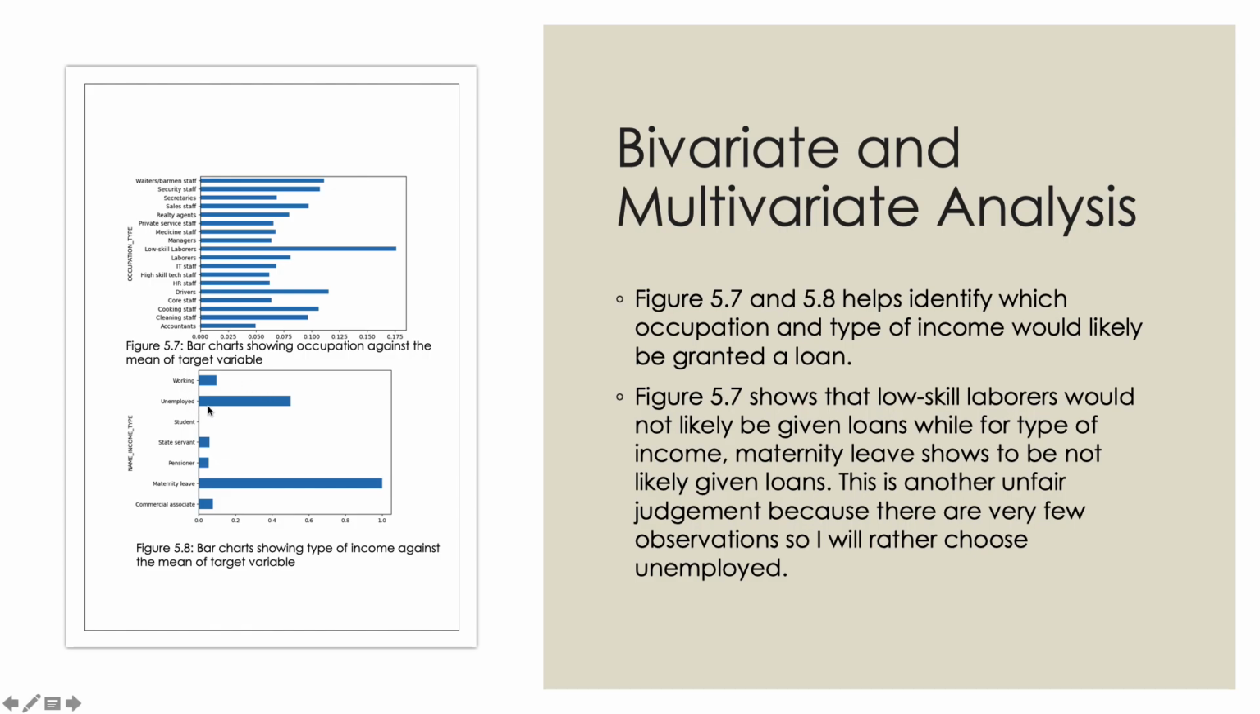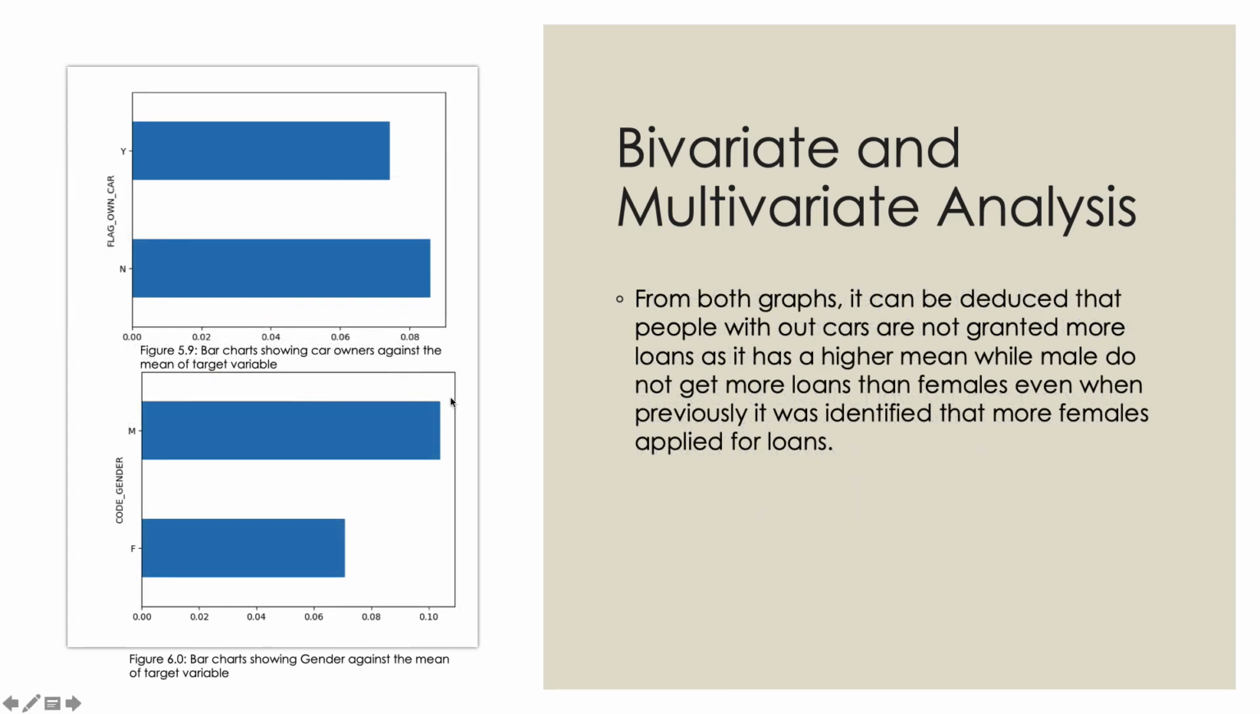But then we can also see unemployed, so we can really look at unemployed. Unemployed had a fair amount of data in the data set, and we can see that unemployed is also very high, which makes a lot of sense because if you're unemployed, how are you going to get money to pay back your loan? So those are people to look out for and probably not grant them loans when they apply.